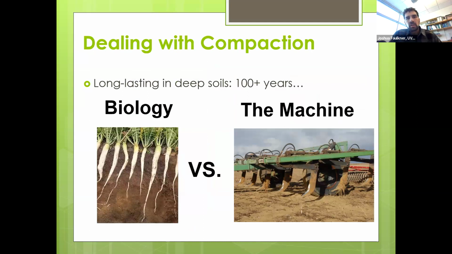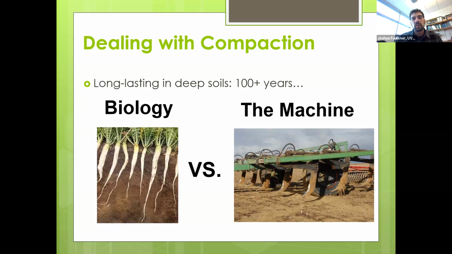And then dealing with compaction, this is where we've done a little bit of research here. Compaction is not something that goes away on its own. They found compacted tracks, wagon wheel ruts from wagon trains, even to this very day. So once we have compaction in some soils, it doesn't necessarily fix itself. It may require some sort of intervention, and there are various ways of doing that.